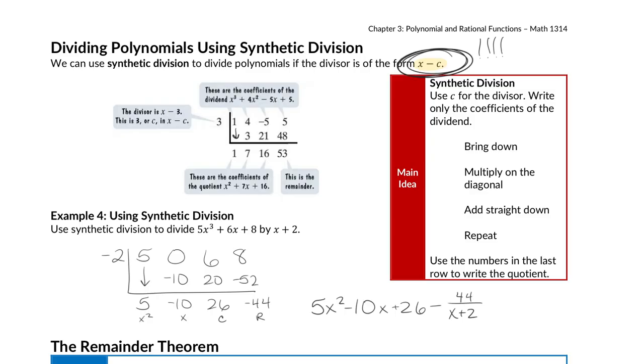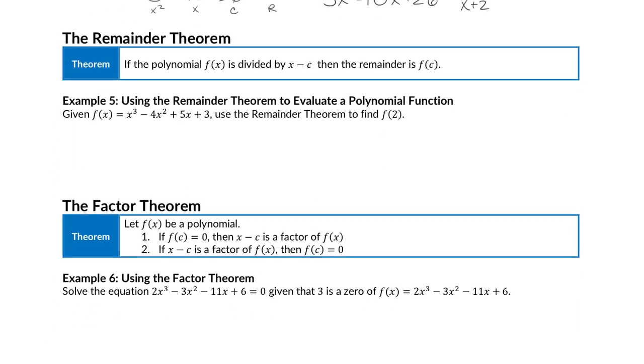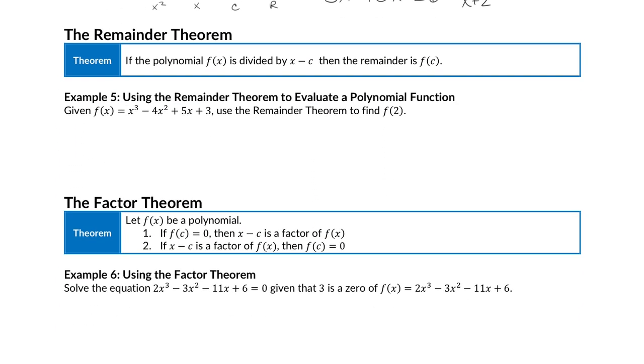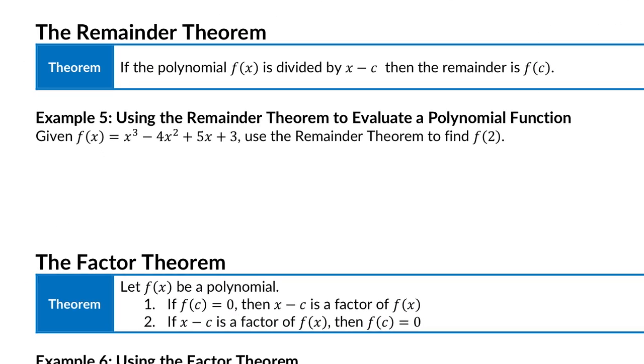Now, one of the reasons we use synthetic division is for factoring, which is the main idea of this chapter, to be able to find the x-intercepts or the roots, the zeros, the solutions. We have a couple theorems that go along with that. The remainder theorem says that if the polynomial is divided by a factor x minus c, then the remainder is f of c.